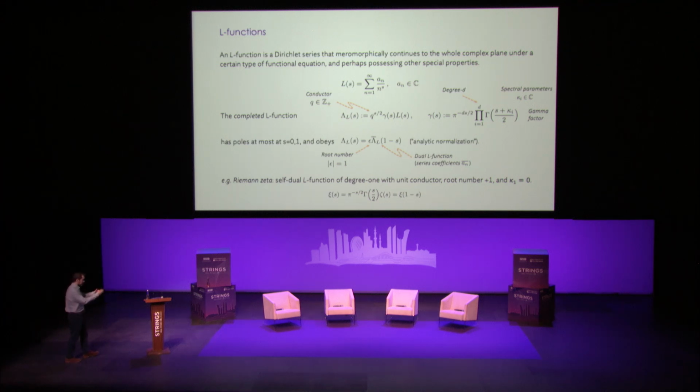Okay. So here's a sampling of some of the terminology here. Of course, you're familiar with the Riemann zeta function, which is a self-dual L-function of degree 1 with unit conductor, root number plus 1, and vanishing spectral parameter. And so it obeys this functional equation. That's this so-called Xi function.